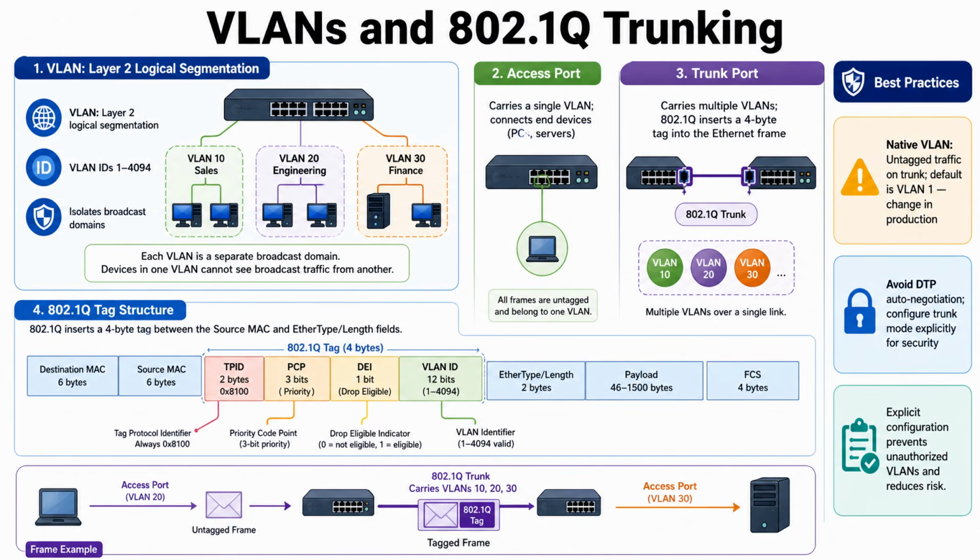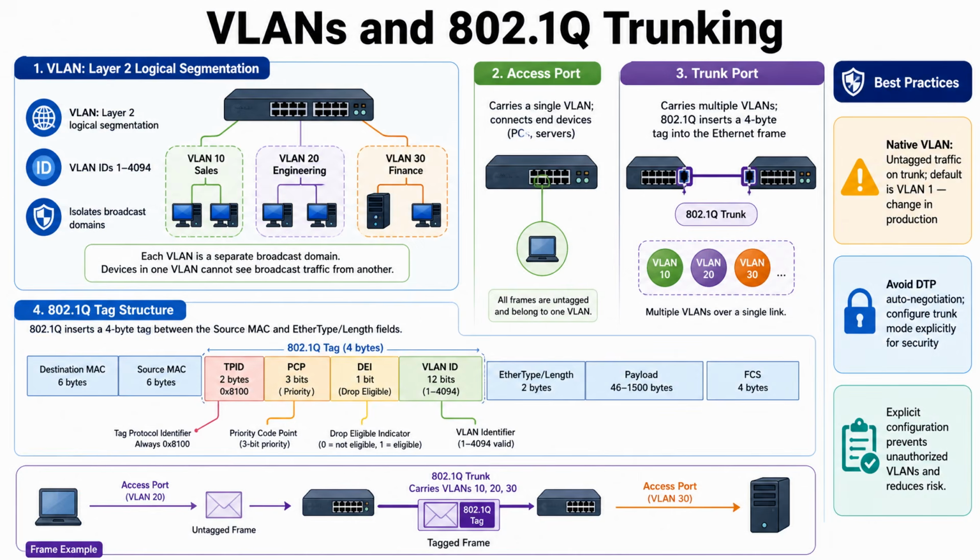VLANs, virtual local area networks, are how you partition one physical switch into multiple logical broadcast domains without buying separate switches for every department or function. Each VLAN is assigned an ID between 1 and 4094, and devices in different VLANs cannot communicate at layer 2 without a router or a layer 3 switch to route between them.